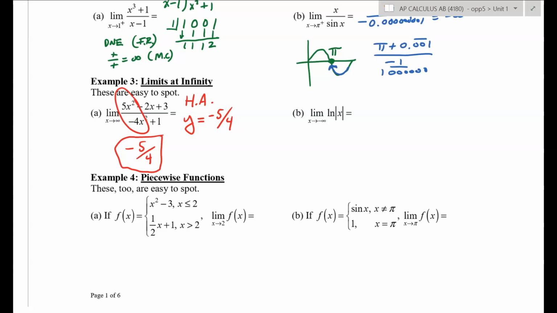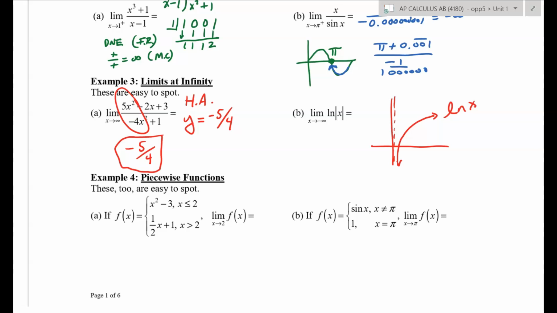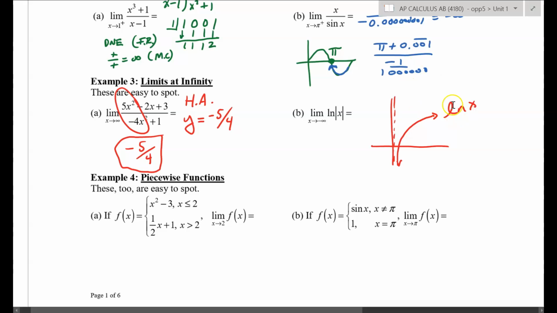All right, the next one. I have no idea what this graph looks like, but I know what that looks like. What's that? Well, it's the graph of natural log, isn't it? Or log, either one. What do you notice about the values in a natural log curve? All the x's are positive. They're all greater than 0.